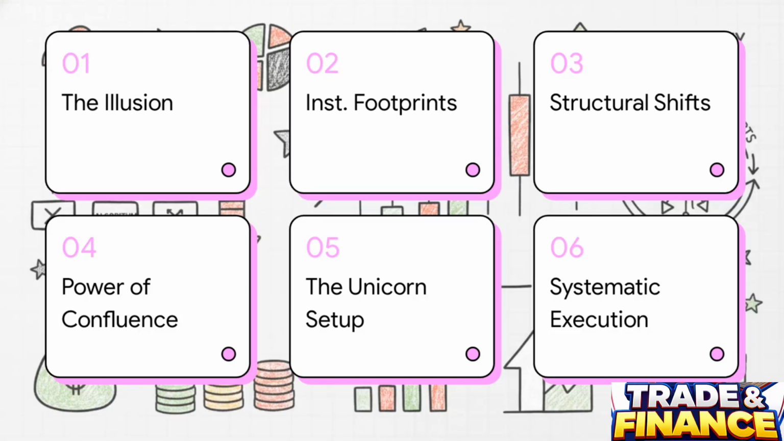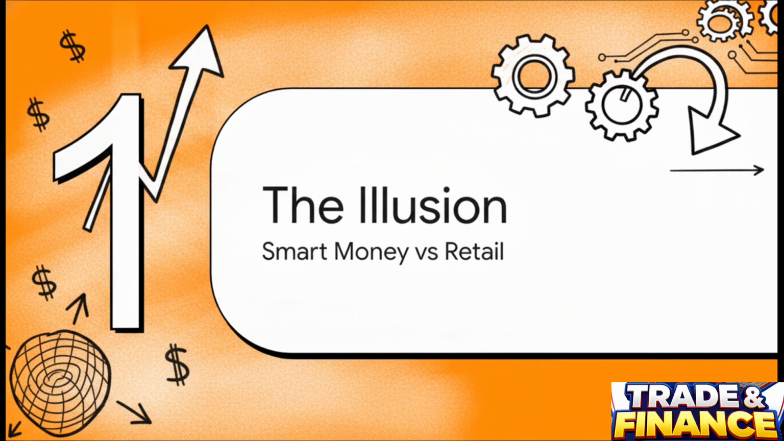So, here's our blueprint for today. We're going to cover the smart money illusion, decode those institutional footprints, and break down structural shifts and breakers. Then, we'll bring it all together by looking at the power of Confluence, the famous unicorn setup, and wrap up with systematic execution and risk. Okay, let's jump straight into part 1.